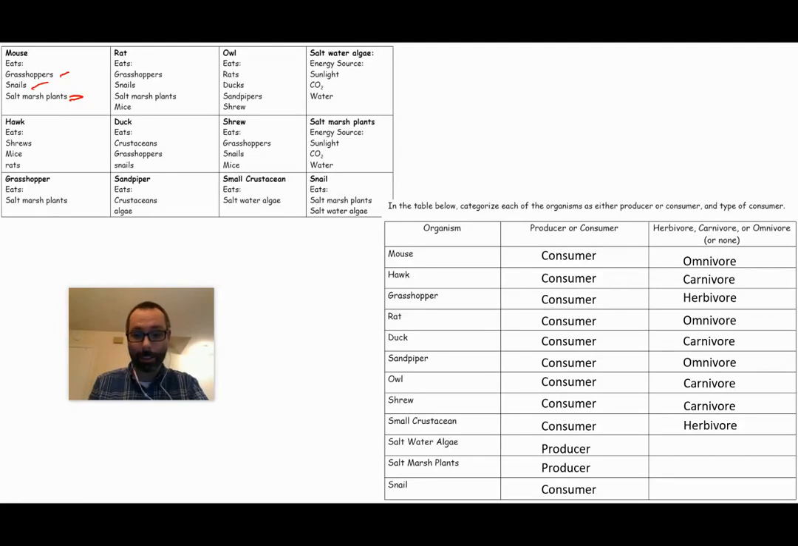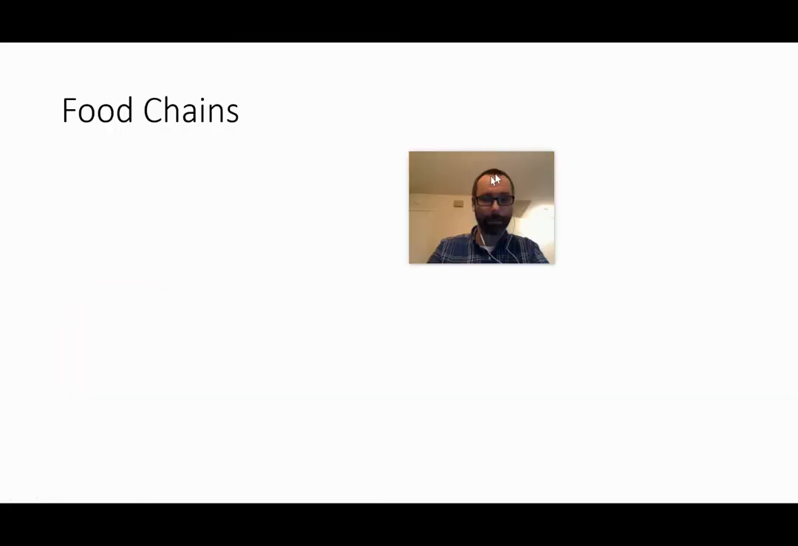Then you get to the two producers, so you skip them, and then you get to the snail, which I said eats plants and algae, which is an herbivore. Right? So here we go with categorizing things. Now, this is, believe it or not, going to come in handy later as we go through the worksheet. Now, how do we track all this? With something called a food chain.